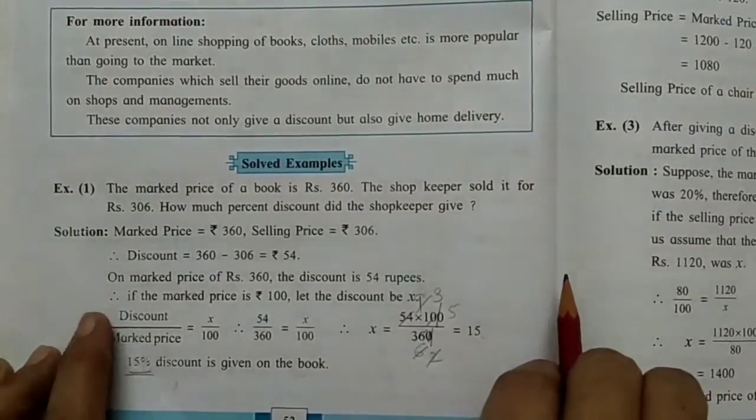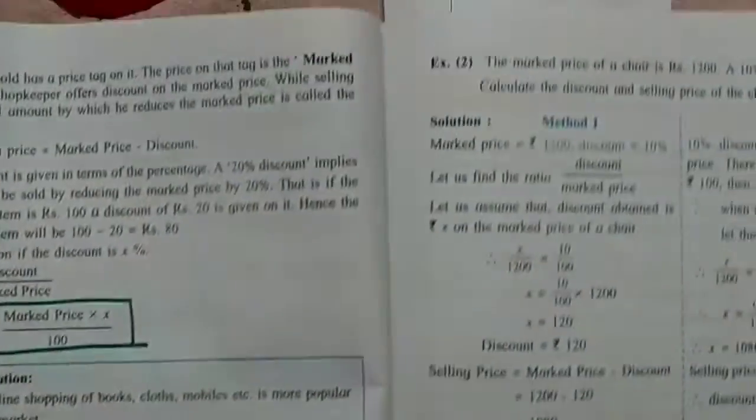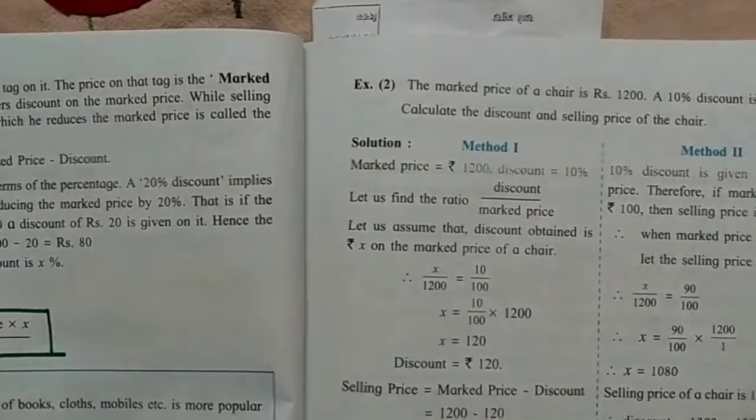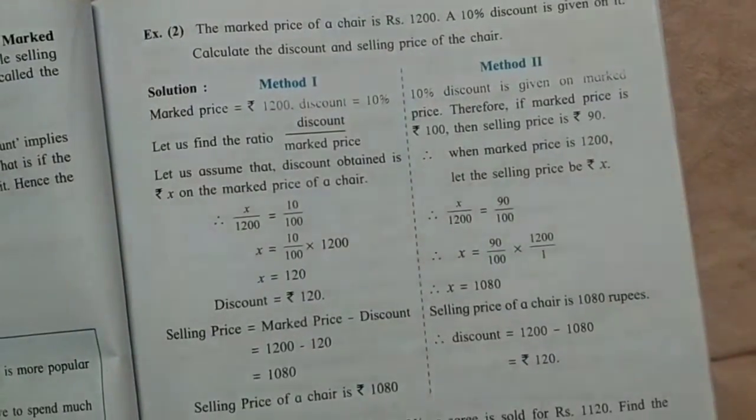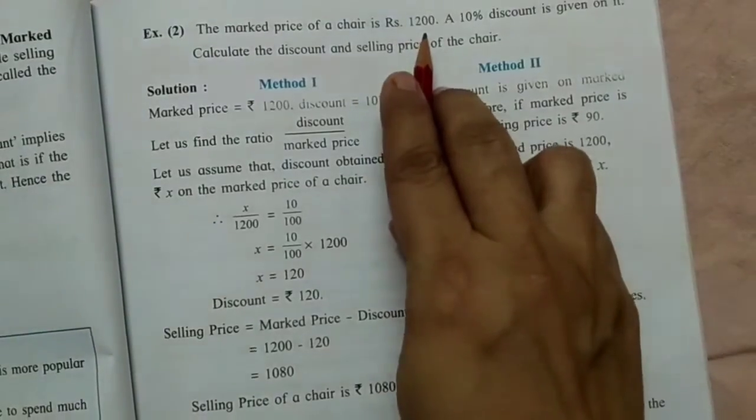Okay, so you have to remember these two formulae. Now let us see the second example. The marked price of a chair is rupees 1200.